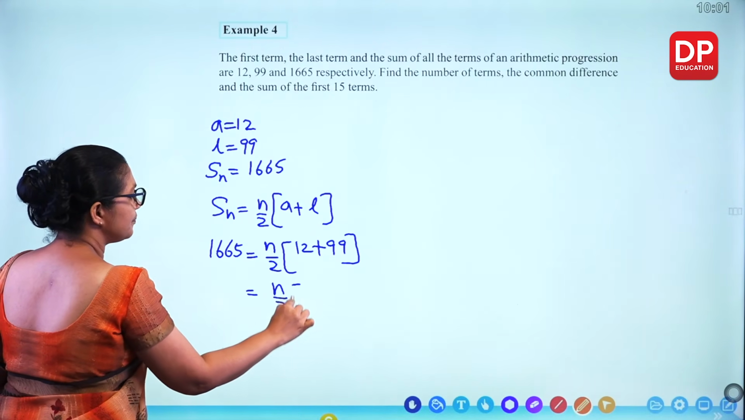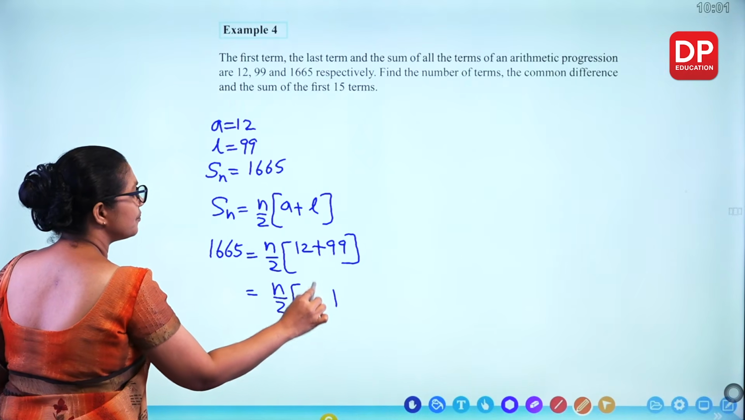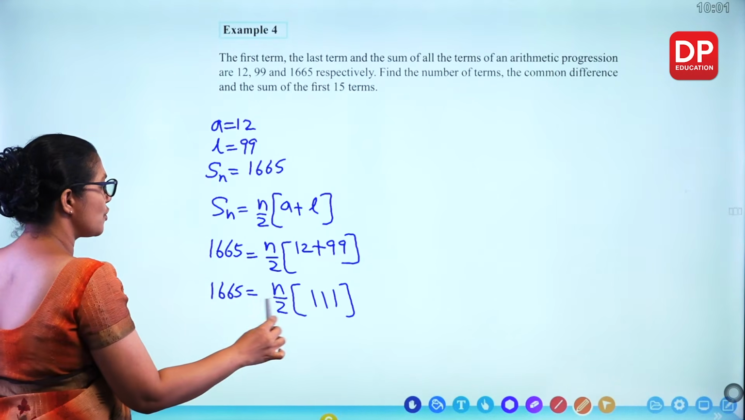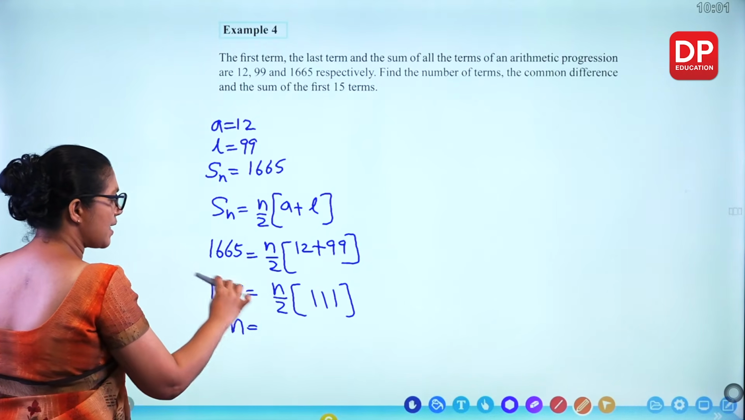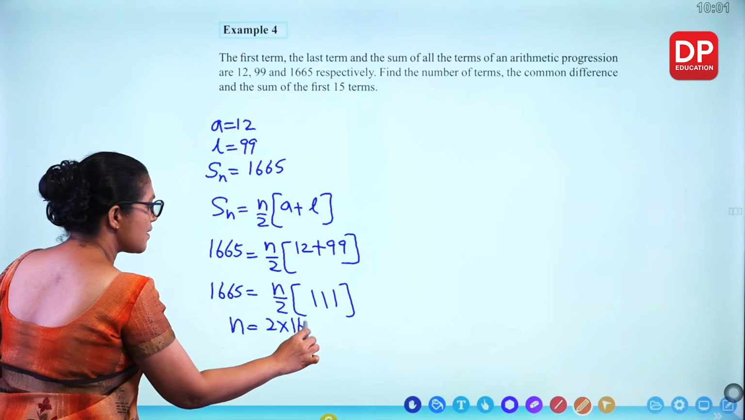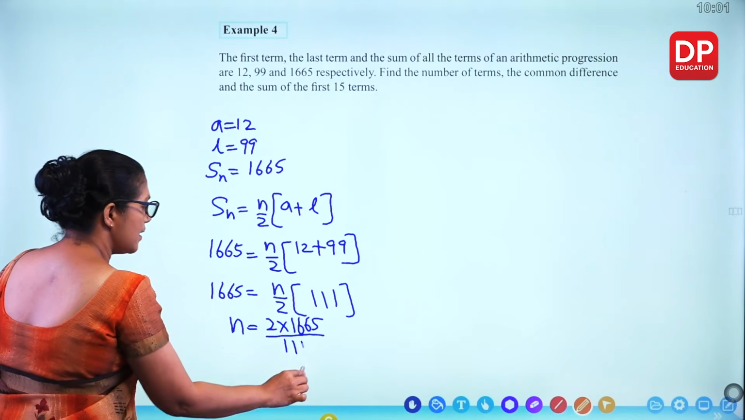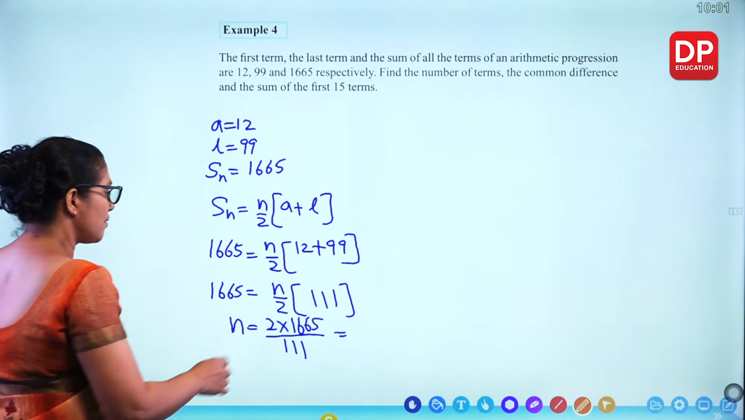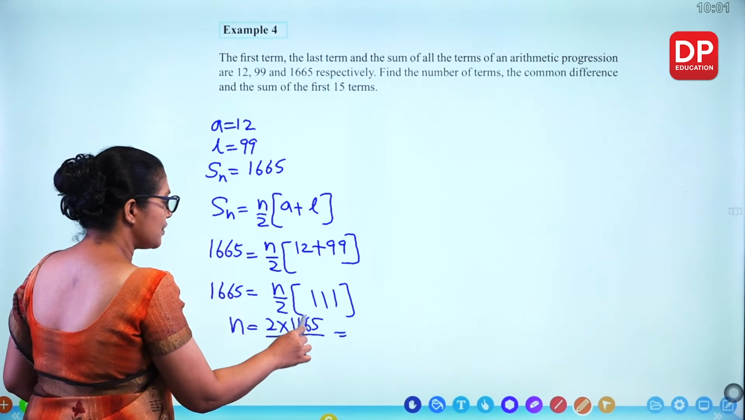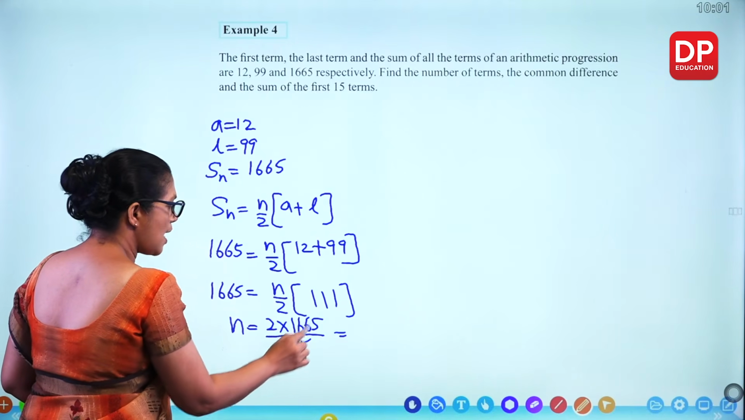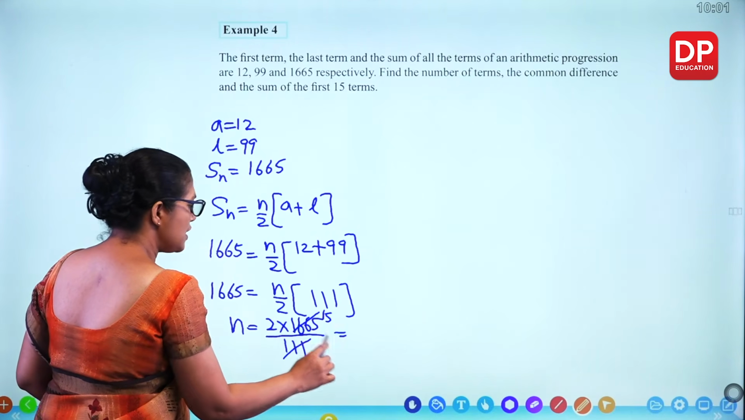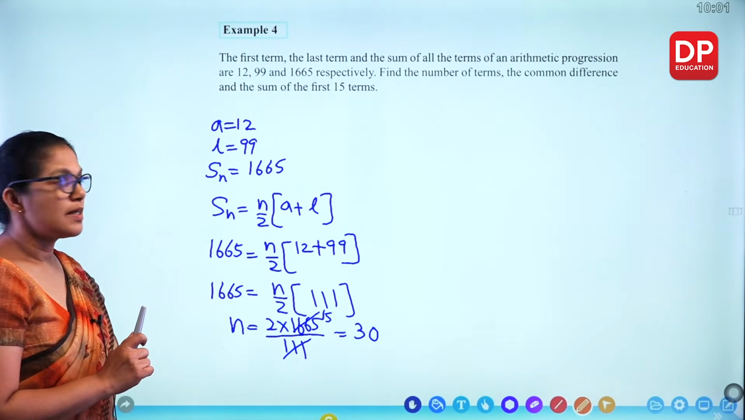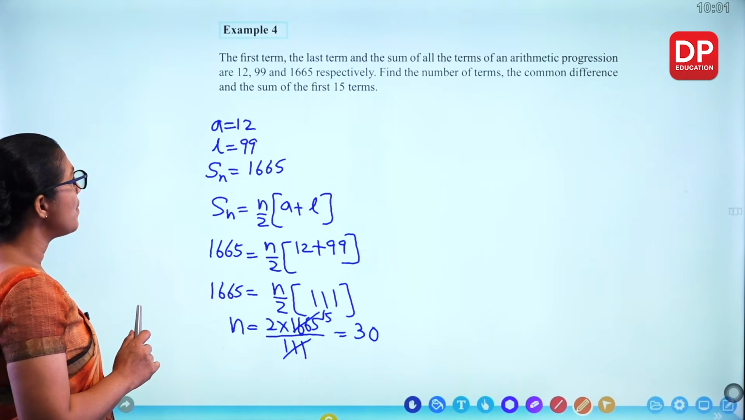Simplify inside. 111 times n over 2 equals 1665. So what is n? n becomes 2 times 1665 divided by 111. Divide. You get 15 here, so n is 30. So there are 30 terms, and you need to find out the common difference.